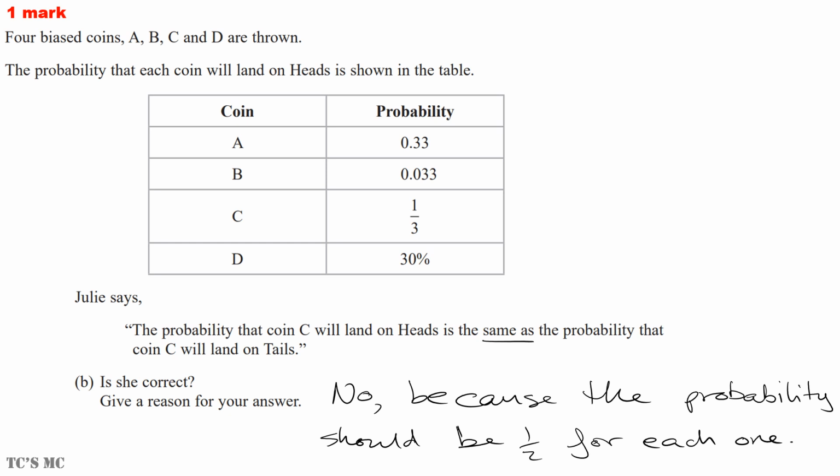Now the reason behind that is because 1/2 plus 1/2 is equal to 1, and it isn't. Or you could say something along the lines of 1/3 plus 1/3 does not equal 1. Or you could say if heads is 1/3, tails is 2/3, which are not the same. Any one of those reasons would get you the mark.